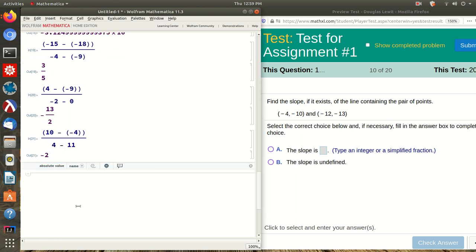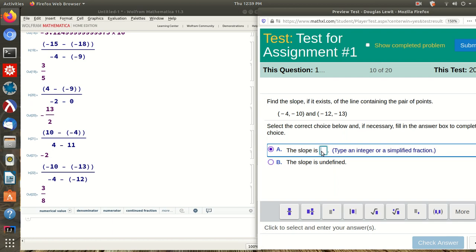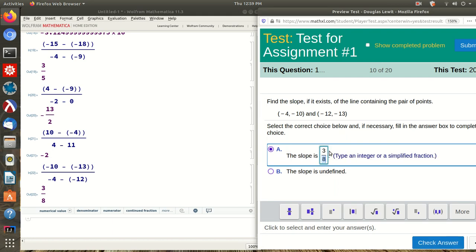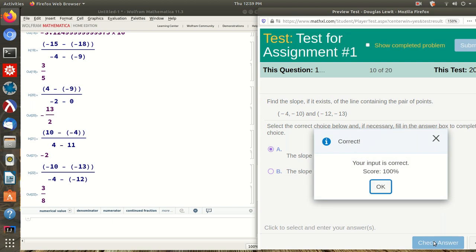Okay. So again, negative 10 minus negative 13 divided by negative 4 minus negative 12. Shift enter. And the slope is 3 over 8. Your input is correct. Score 100%. Okay.